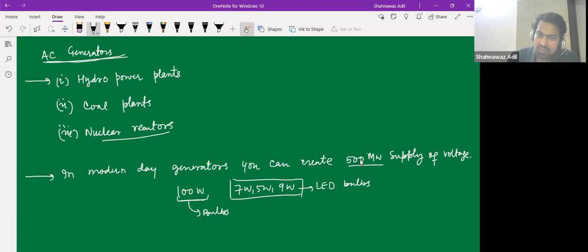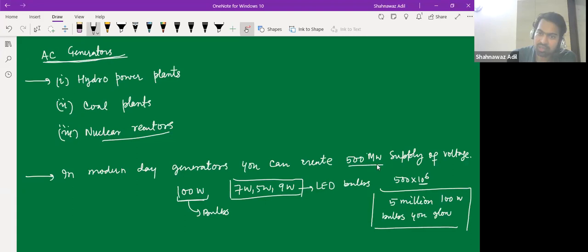So you can see that this is 500 and then this is 10 to the power 6. 10 to the power 6 is million. So 500 million... 100 watt bulbs you can, not 500, but 5 million, right? So 5 million 100 watt bulbs you can glow, right? Using the modern day power supply.